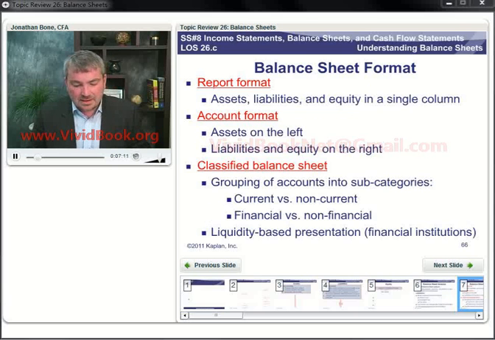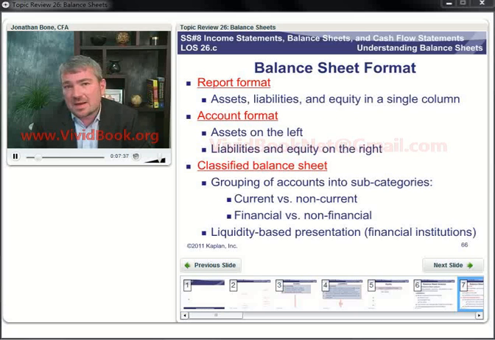Our next learning outcome asks us to describe alternative forms of balance sheet. Now, you have a report format where you see a single column with assets, liabilities and equity all reported in a single column. What's probably a little more common than that is to see the account format where you see the assets on the left and the liabilities and equity on the right. And the balance sheet that we looked at a few slides ago, of course, was using the account format.